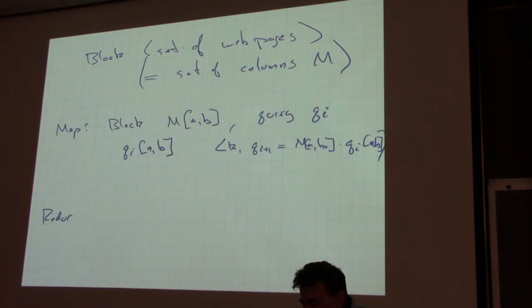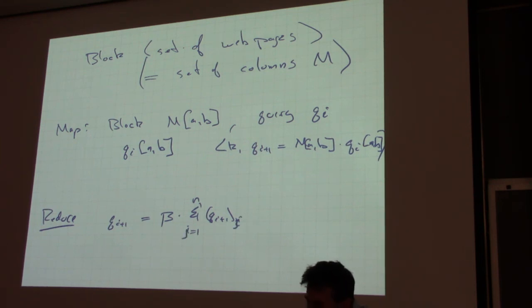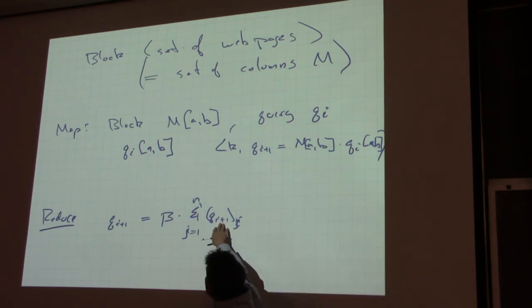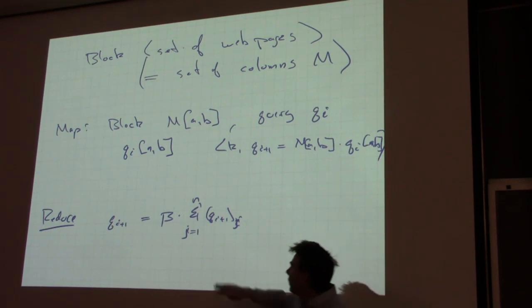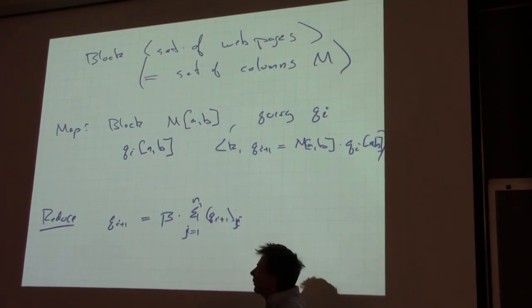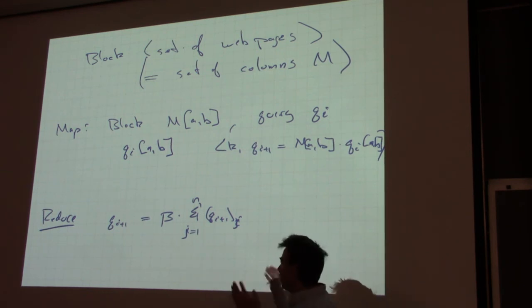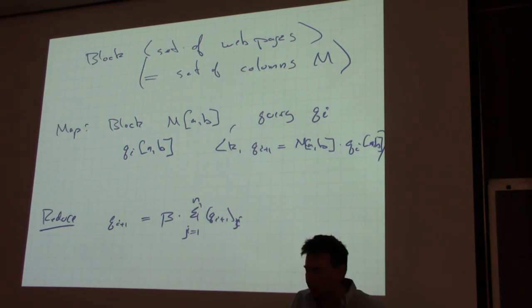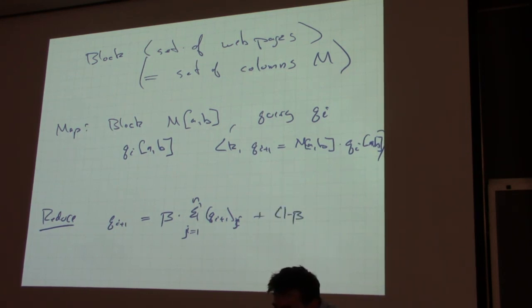Okay, then in the reduce, I'm going to set q_{i+1} equal to beta times the sum over j equals 1 to n of all the q_{i+1}s from each of the nodes. I shouldn't use i again, let's use j, right? From each of the nodes, I'm getting all of these vectors as my key value pairs, right? I can do this distributed across where all the data is. I'm basically adding together these, multiplied by beta, plus 1 minus beta times the 1 over m vector.